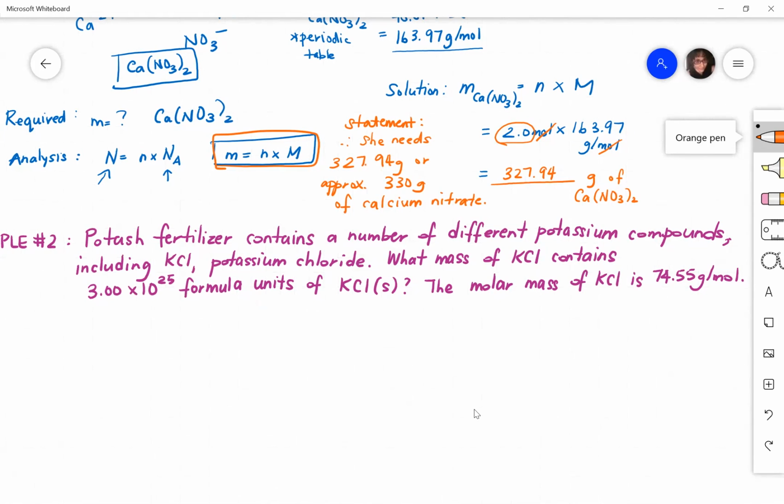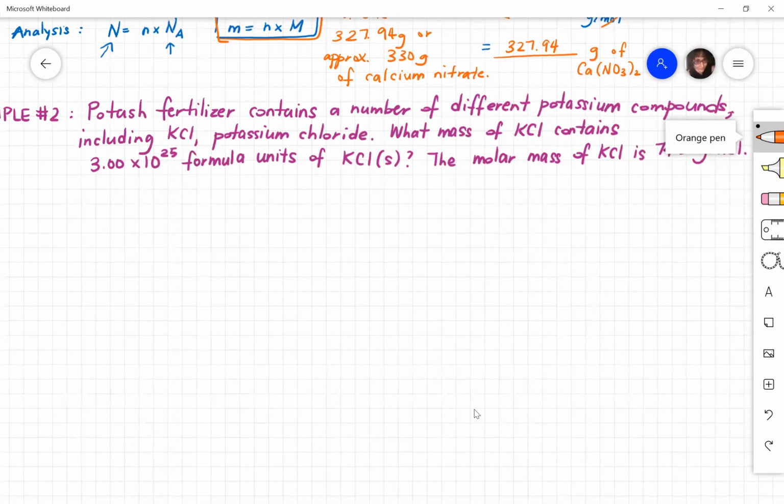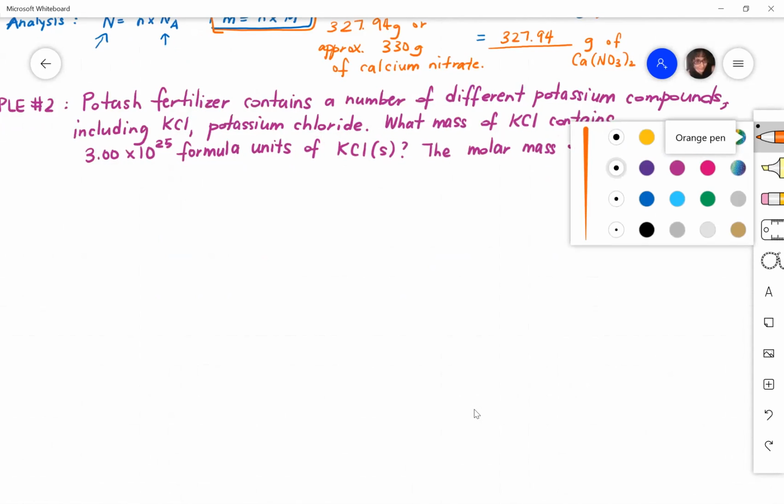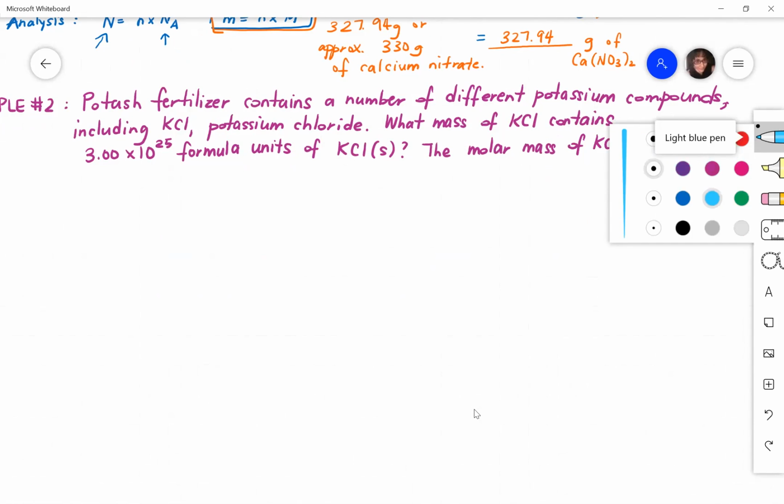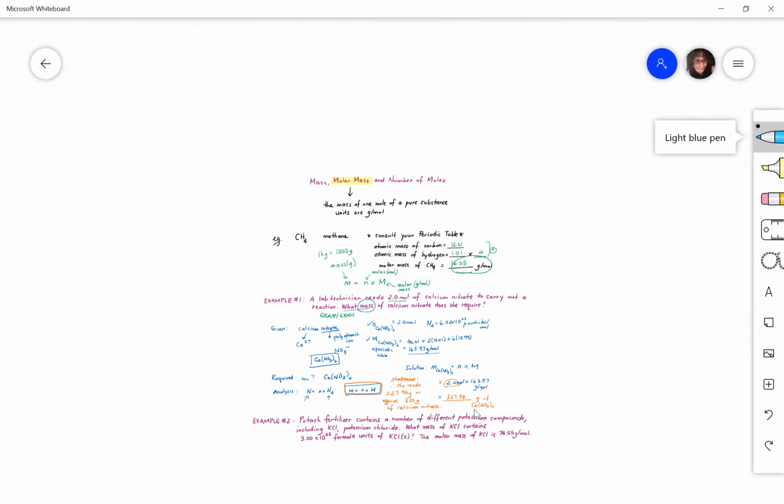We're going to go about this question the exact same way as the previous one by using the GRASS method. So our first step is going to be noting down all of the given information.